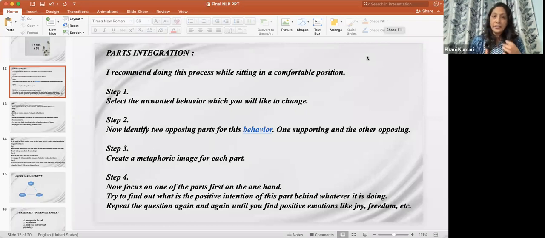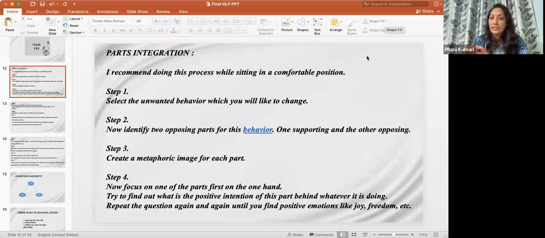Whenever I get angry, I just shout. I just burst out. I don't have control over myself. And I forget to have that gratitude and kindness in me. So I was in a confused state. So this unwanted behavior was, I want to develop gratitude and kindness. That is step one.